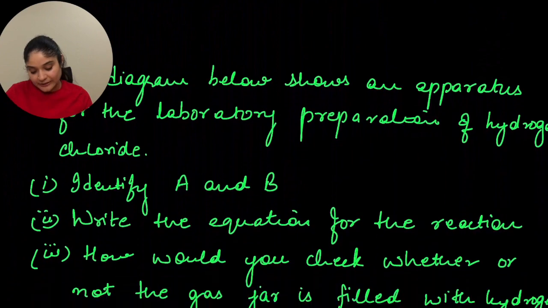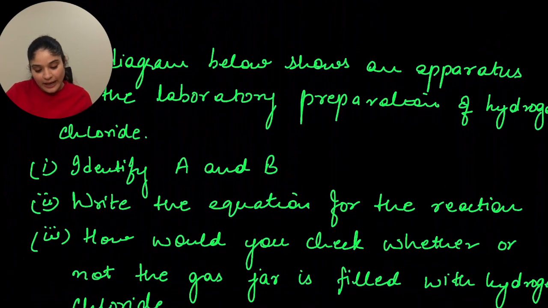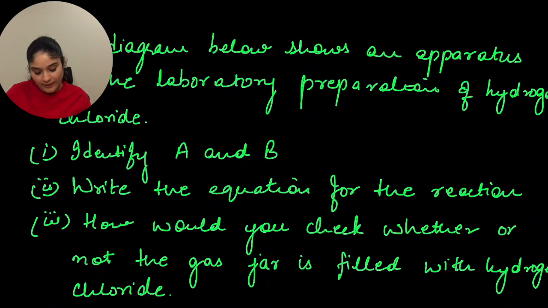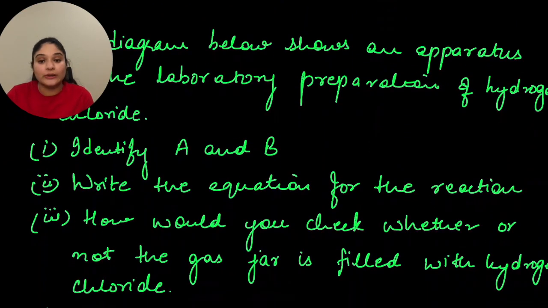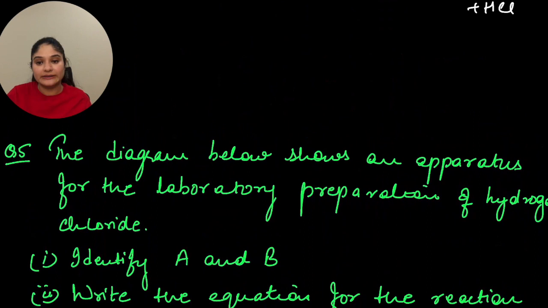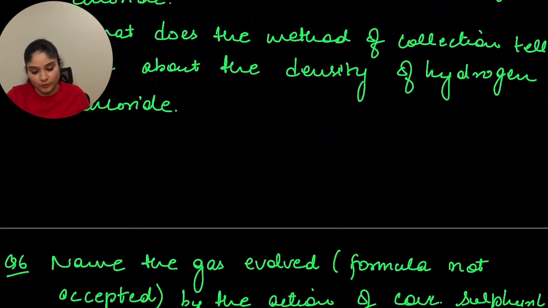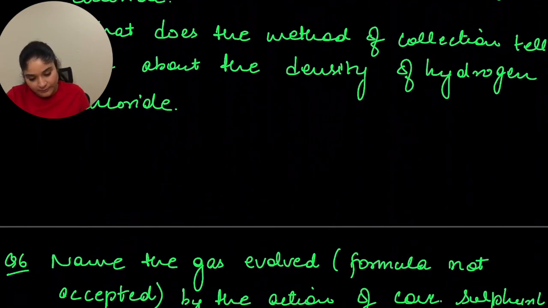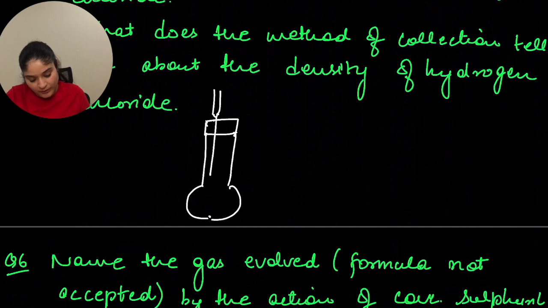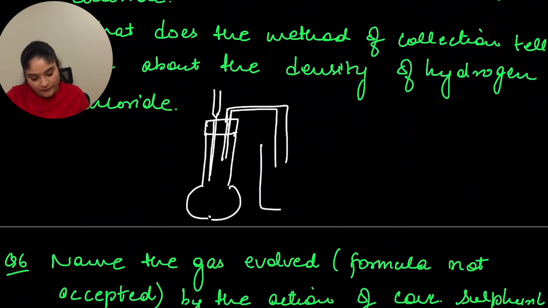So let's move ahead, students. The next question is, the diagram below shows an apparatus. I don't think the diagram is attached here. So I'll just quickly draw the diagram for you students. It says the diagram below shows an apparatus for the lab preparation of hydrogen chloride gas. Okay, so let me just draw what the apparatus would look like. The apparatus is a very simple one. You have a round bottomed flask like this. You have a thistle funnel that's coming in, and then you have a small tube to carry HCl gas, and then you have the collecting jar here.